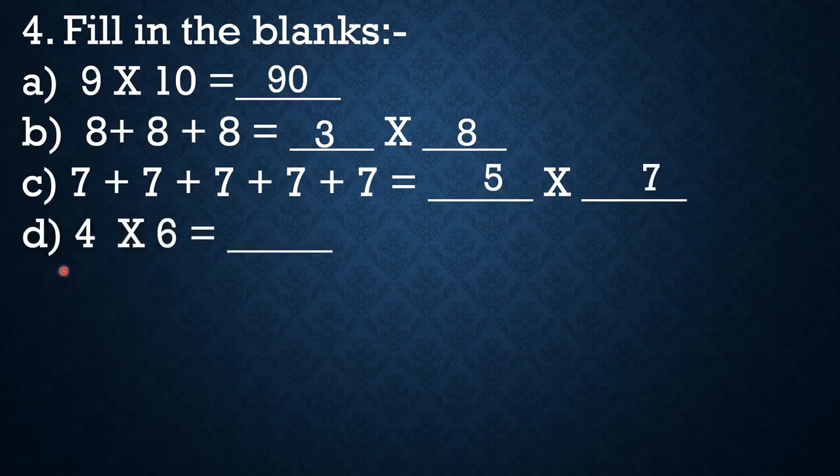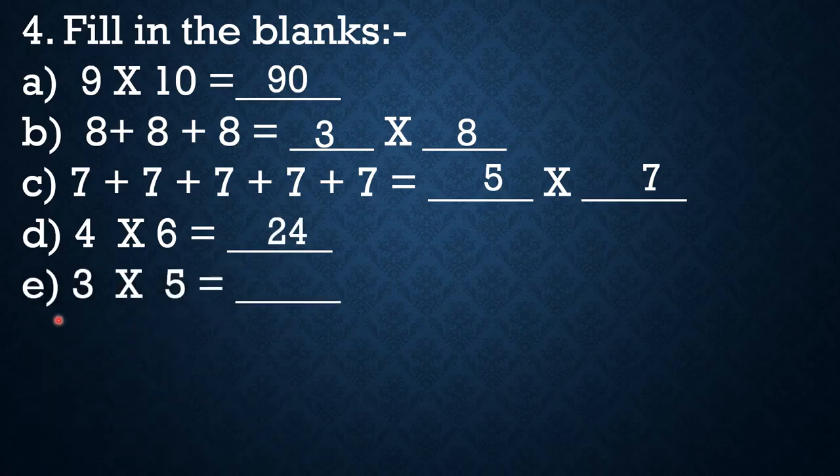Now in D part, 4 multiplied by 6. So here we have to speak the table of 4. 4 ones are 4, 4 twos are 8, 4 threes are 12, 4 fives are 20, 4 six are 24. So we will write 24 here in this blank.